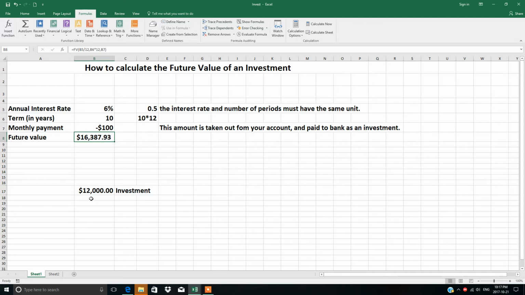So you are investing $12,000 in 10 years, but you are receiving $16,387.93. It means you are receiving $4,387.93 more.